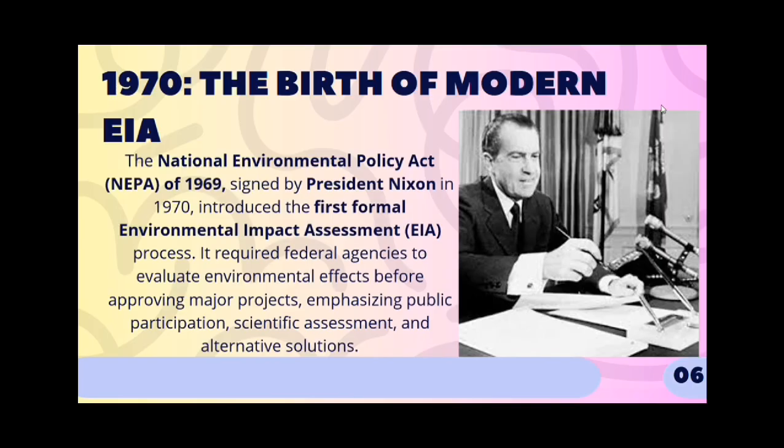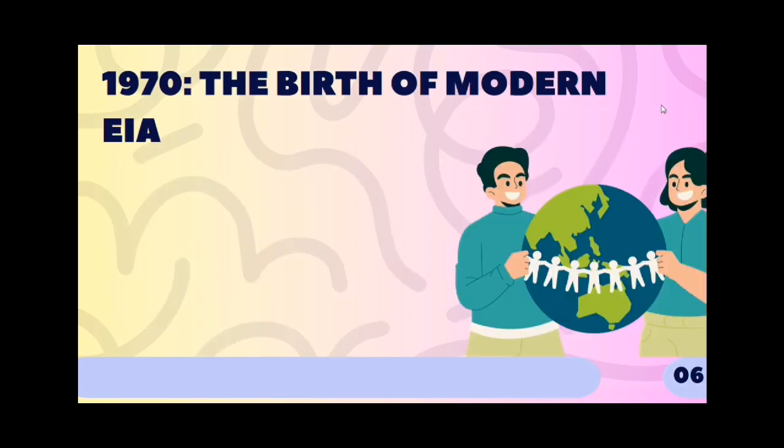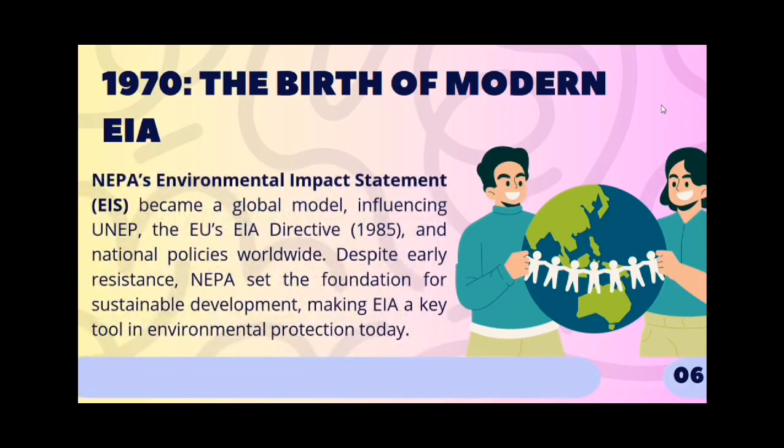environmental impact assessment process. So, it requires federal agencies to evaluate what the environmental effects of an establishment are before they approve or sign it, so they can see what should be done or what the solutions are. So, NEPA's Environmental Impact Statement or EIS became a global model influencing UNEP, the EU's EIA Directive 1985, and national policies worldwide.